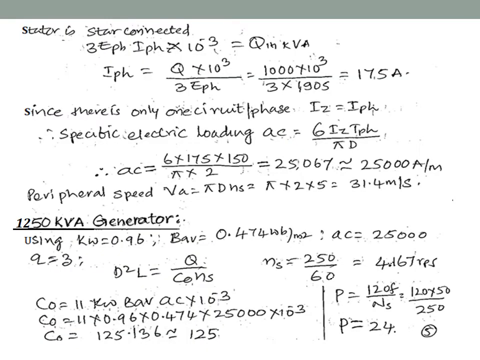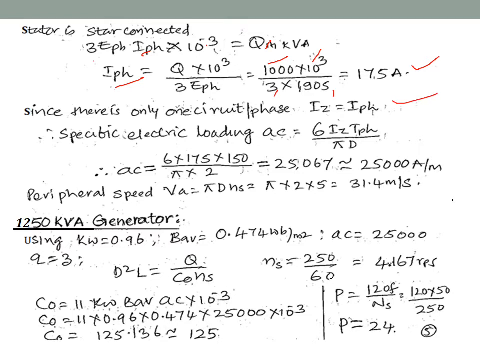So now star connected power is equal to 3 EPH, IPH into 10 raised to minus 3, because the right hand side Q is in kVA. So IPH is equal to Q by 3 into EPH. If 10 raised to minus 3 comes this side, it is 10 raised to 3, 3 EPH. Okay, this is 3 kVA by root 3. So it comes out to be 17.5 amps.